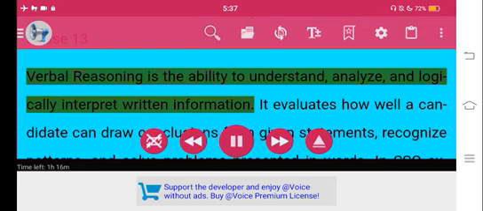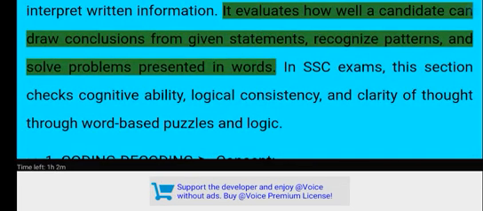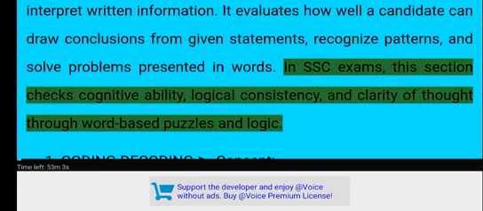Verbal reasoning, complete lecture for SSC CGL, Phase 13. Verbal reasoning is the ability to understand, analyze, and logically interpret written information. It evaluates how well a candidate can draw conclusions from given statements, recognize patterns, and solve problems presented in words. In SSC exams, this section checks cognitive ability, logical consistency, and clarity of thought through word-based puzzles and logic.